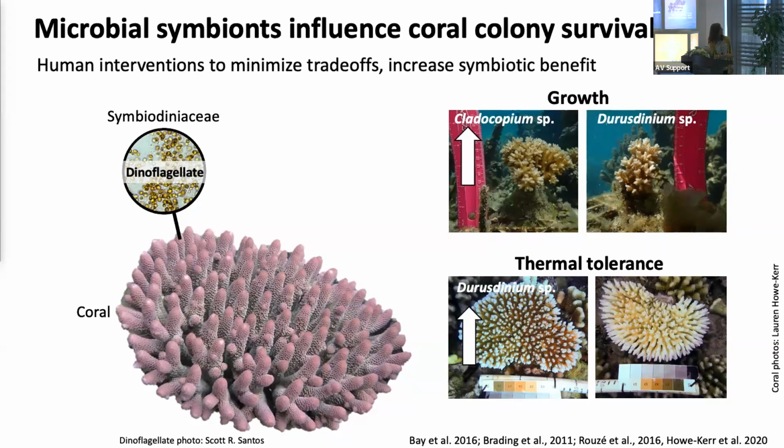So when we are thinking about these context-dependent trade-offs in how the microorganisms are influencing colony function, that's a moment when we also start to think about human interventions on whether or not we can minimize trade-offs and increase symbiotic benefit.